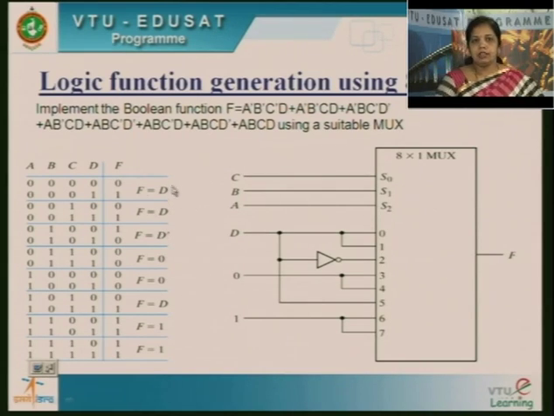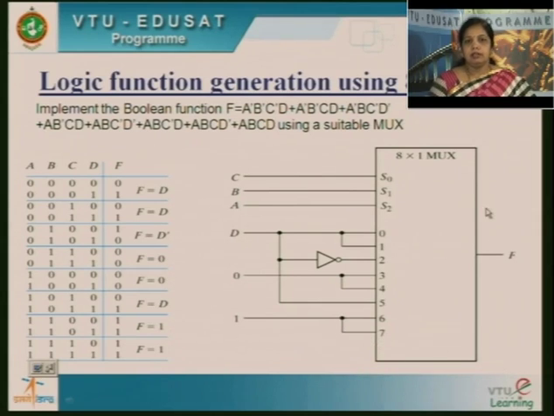So the first output is connected as the first input to the multiplexer. So D is connected to I0. Once again the same D is connected to I1. For I2, D bar, that is D complement, is connected. For I3 and I4 it is shorted and connected to logic 0. For I5 it is directly connected to D. For I6 and I7 we are going to connect logic 1.